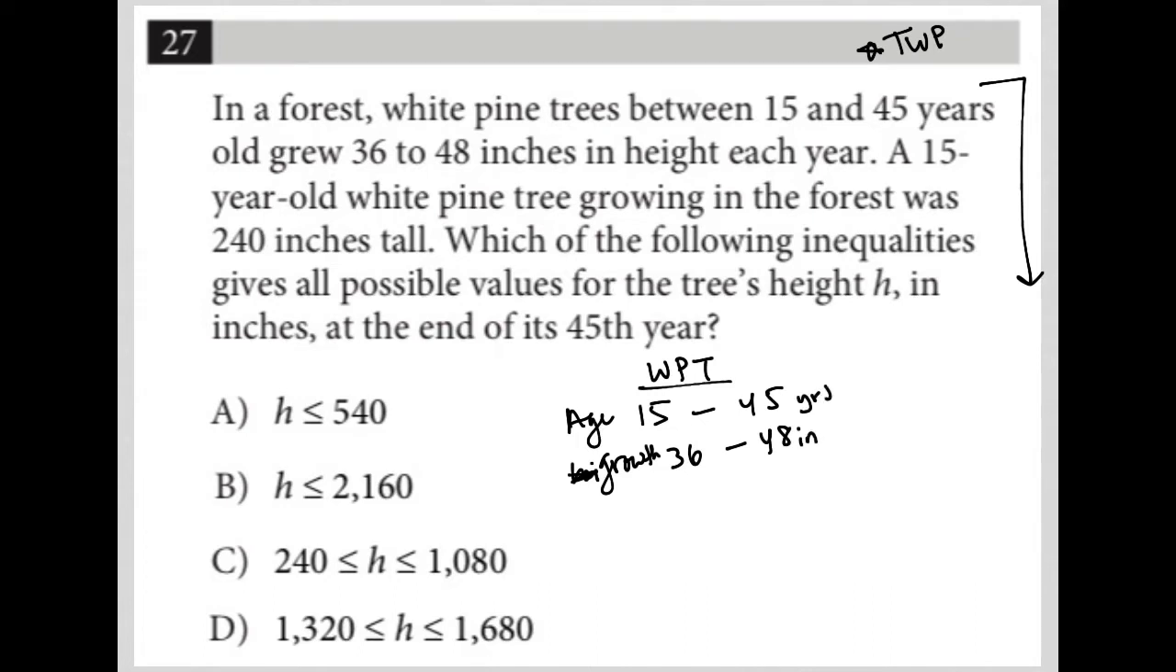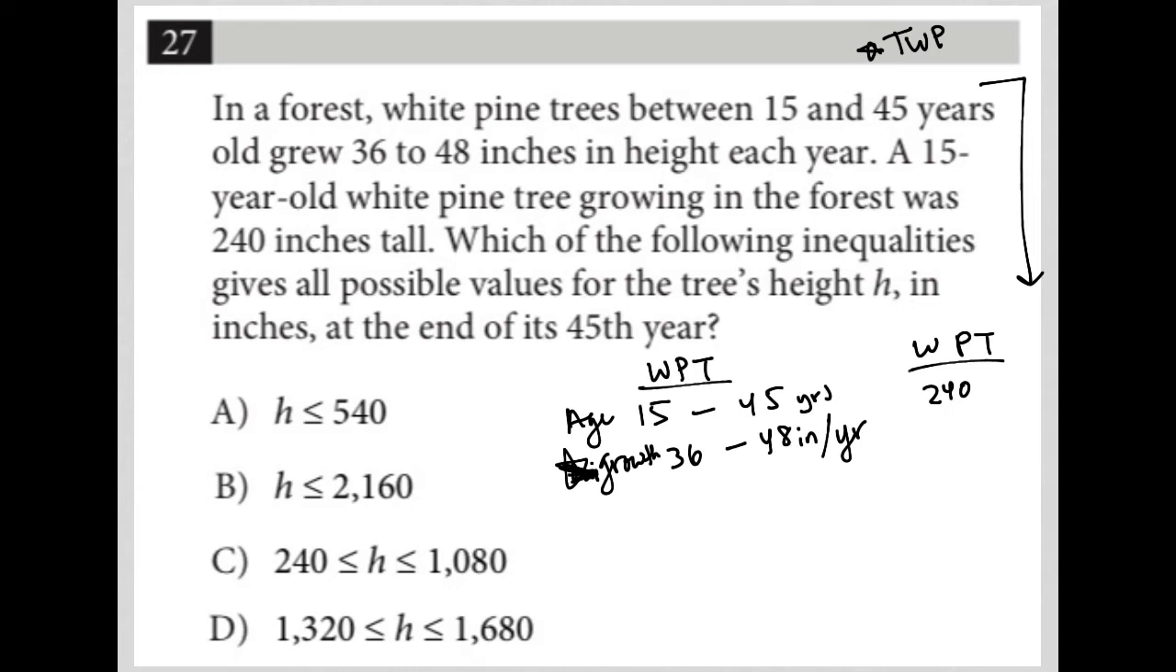The next sentence, a 15-year-old white pine tree growing in the forest was 240 inches tall. So we have a white pine tree. It is 240 inches tall. Which of the following inequalities gives all possible values for the tree's height, h, in inches at the end of its 45th year? So again, this growth that we have here is inches per year.